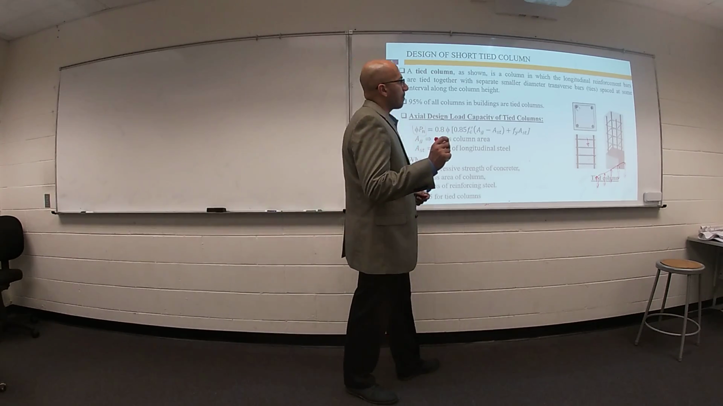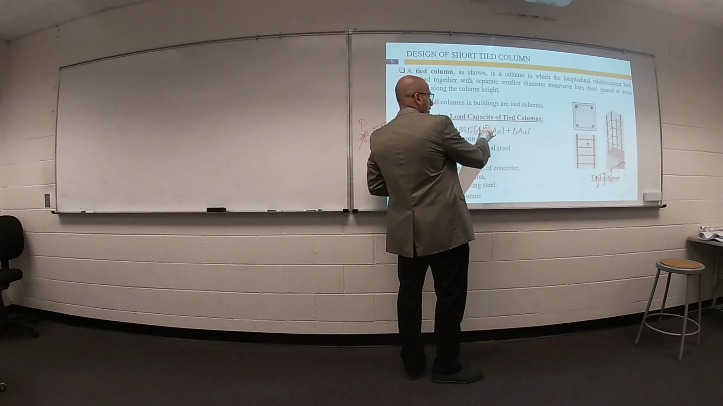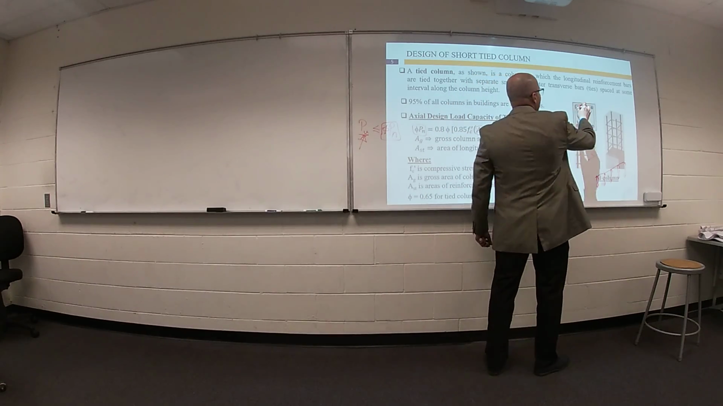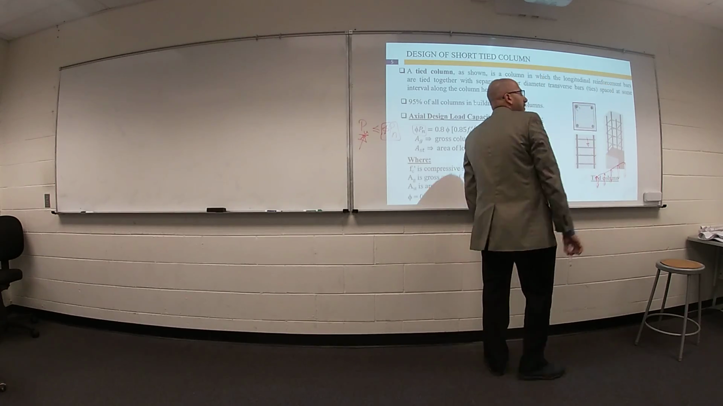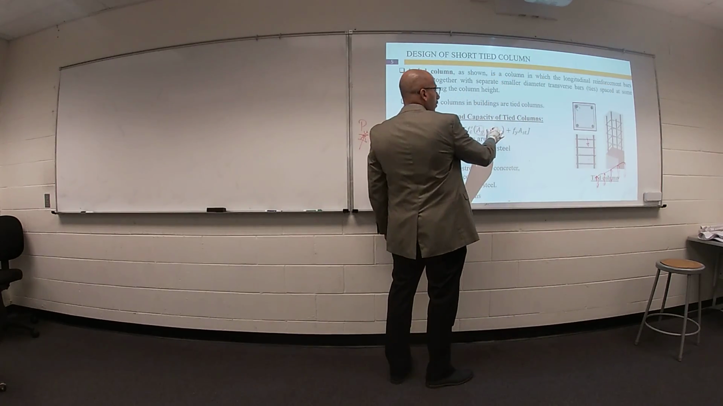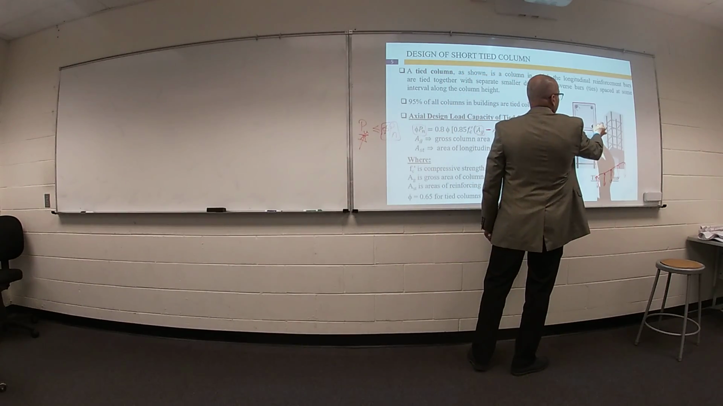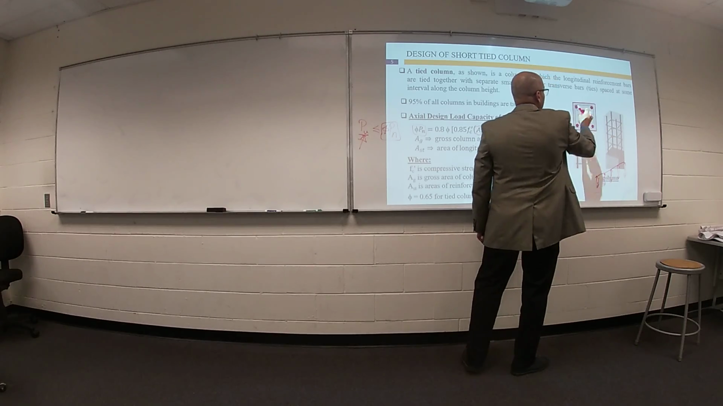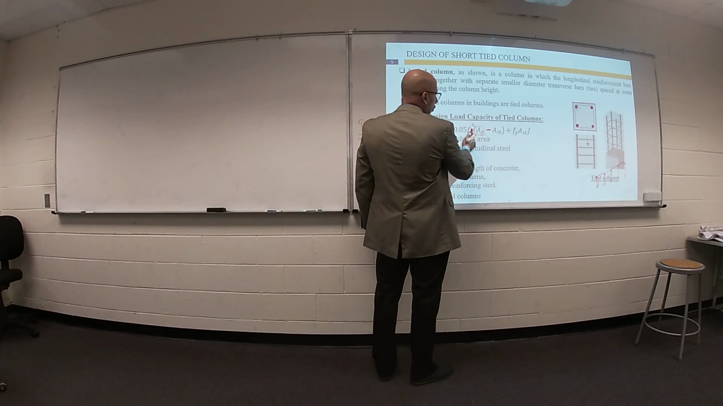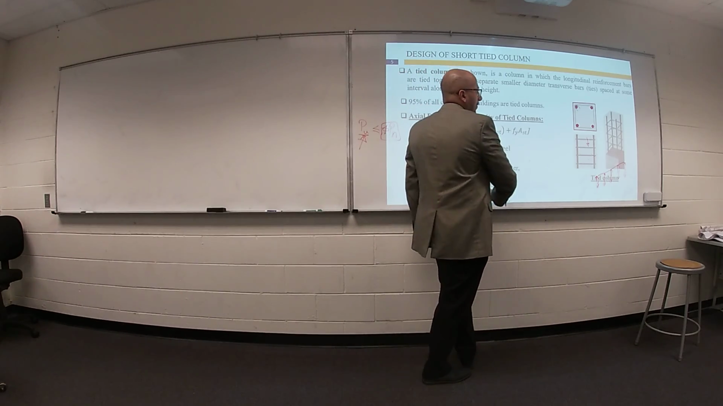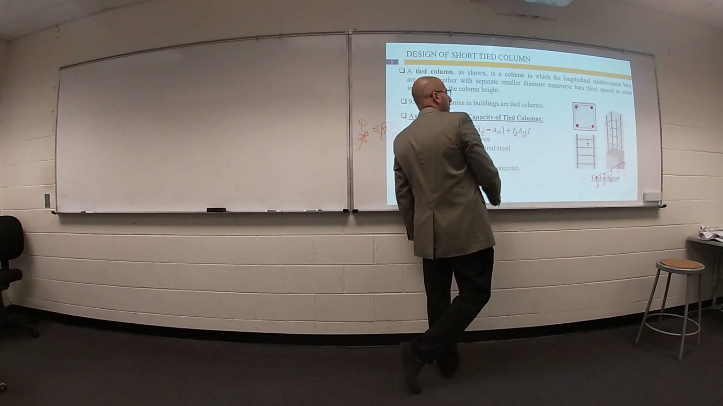But I need to say something. What is the meaning of area gross? Area gross is the total area for this shape, including everything inside. So we need to subtract the area of steel, because this area of steel does not count as concrete. So we need to remove this one. Then plus the contribution of your steel, fy times As.